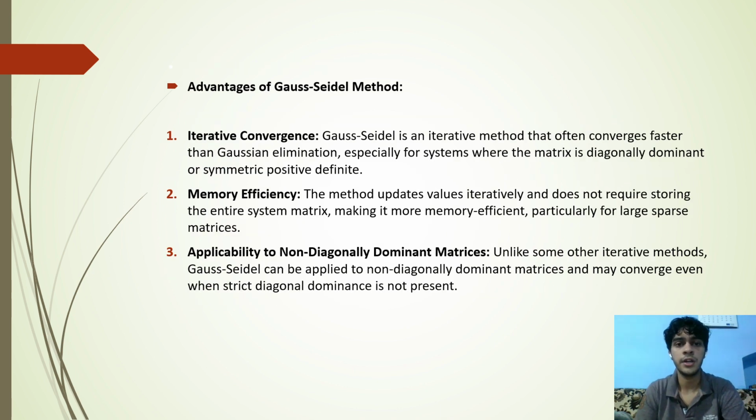Advantages of the Gauss-Seidel method: iterative convergence. Gauss-Seidel is an iterative method that often converges faster than Gaussian elimination, especially for systems where the matrix is diagonally dominant or symmetric positive definite. Memory efficient. The method updates values iteratively and does not require storing the entire matrix system, making it more memory efficient, particularly for large sparse matrices. Applicability to non-diagonally dominant matrices. Unlike some other iterative methods, Gauss-Seidel can be applied to non-diagonally dominant matrices and may converge even when strict diagonal dominance is not present.